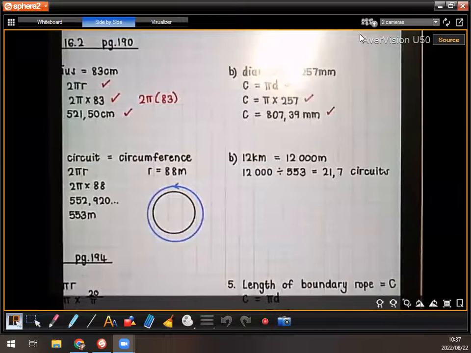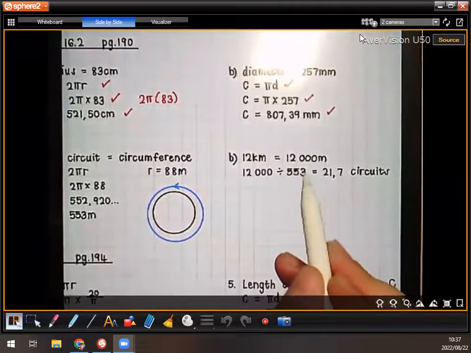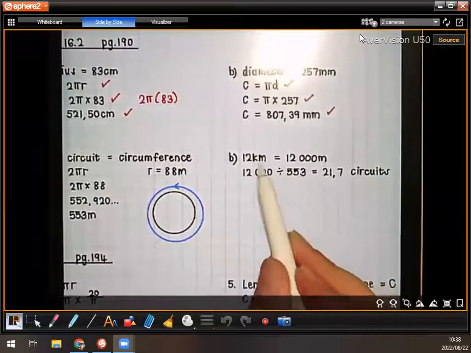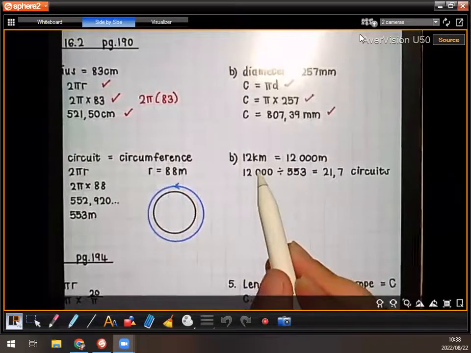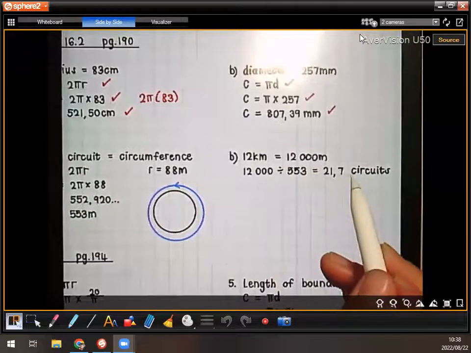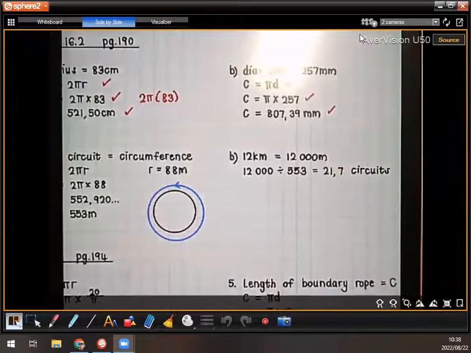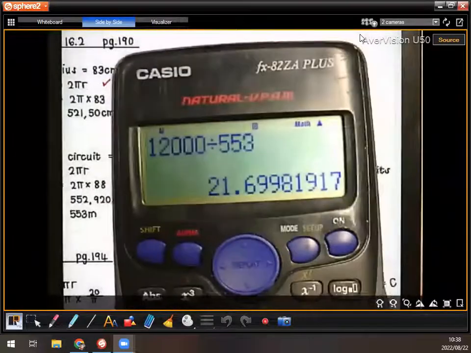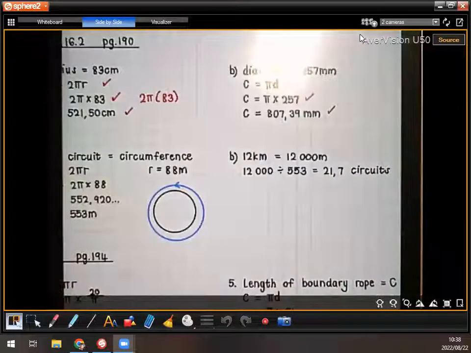And then guys, if she needs 12,000 meters, one circuit is 553. How are you going to calculate how many circuits you need? You're going to take the total number of meters that you need, and you're going to divide it by one circuit, that length. All right, so this is the total length that she needs to run. This is the length of one circuit, and that will give you 21.7. I think they said round to 1 decimal point. Let me just check. 12,000 divided by 553. Yeah, it was 21.698. All right, so that is 21.7.